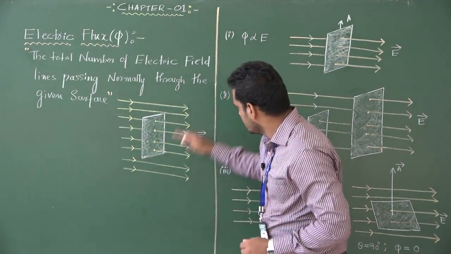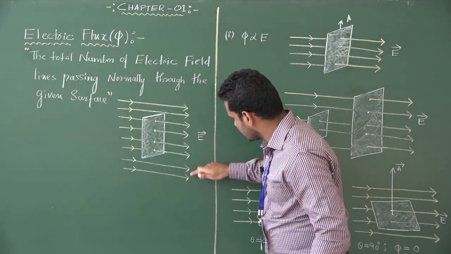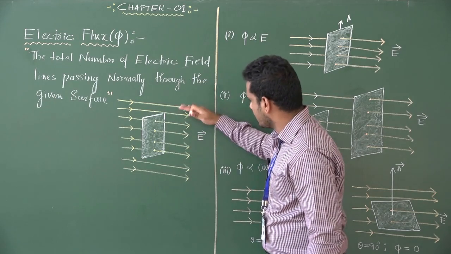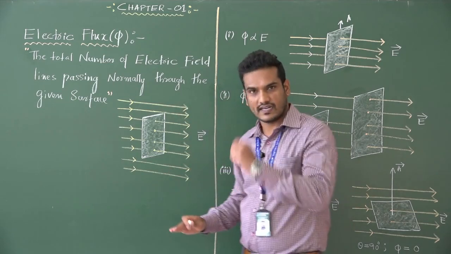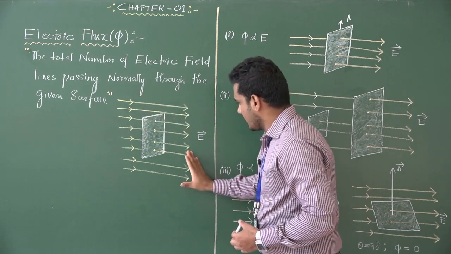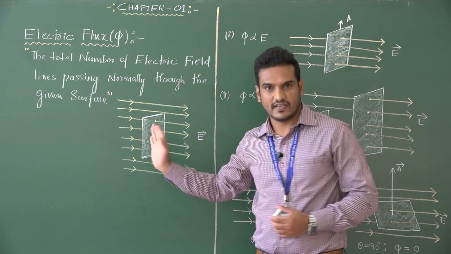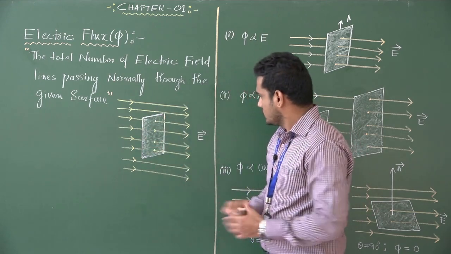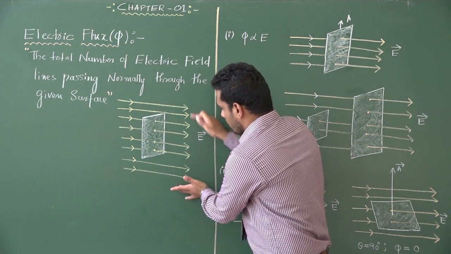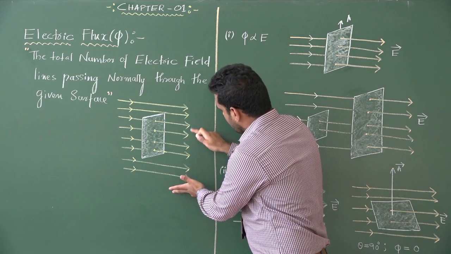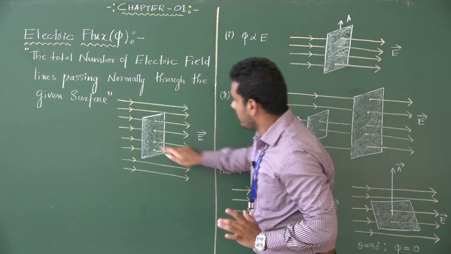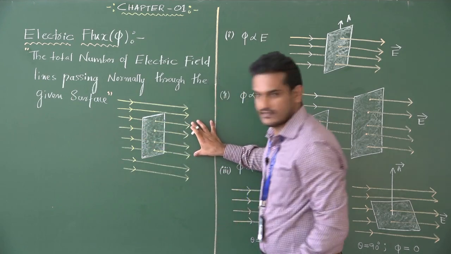Look at this diagram. These are all electric lines of force. 1, 2, 3, 4, 5, 6, 7, 8. There are 8 electric field lines or electric lines of force I consider. Inside the uniform electric field I kept a rectangular surface area. Out of 8 electric field lines, there are only 4 electric lines of force passing normally through the given surface.